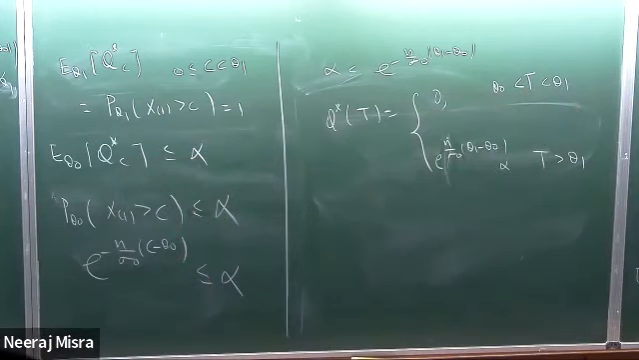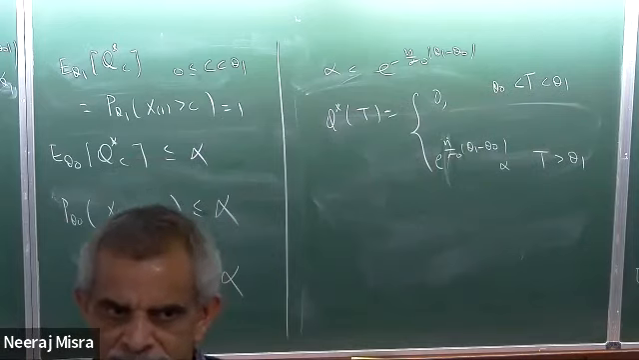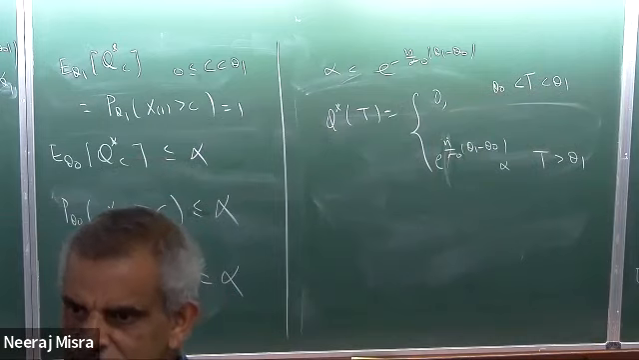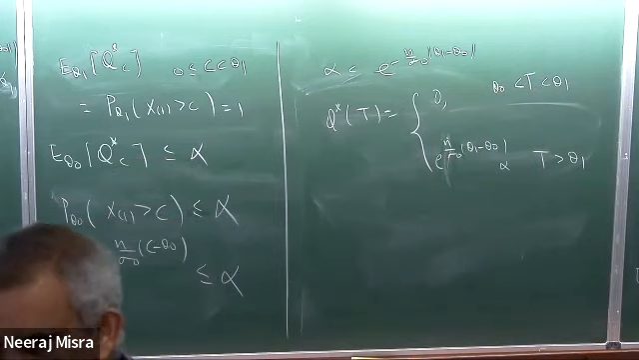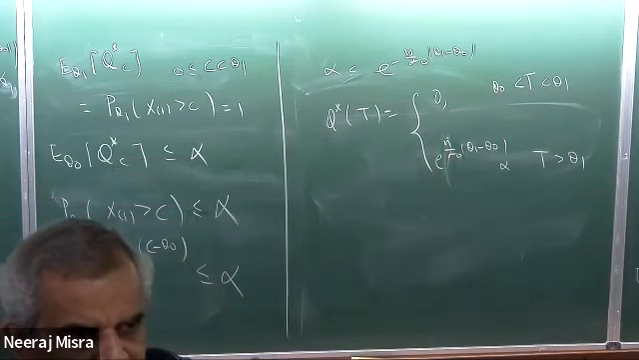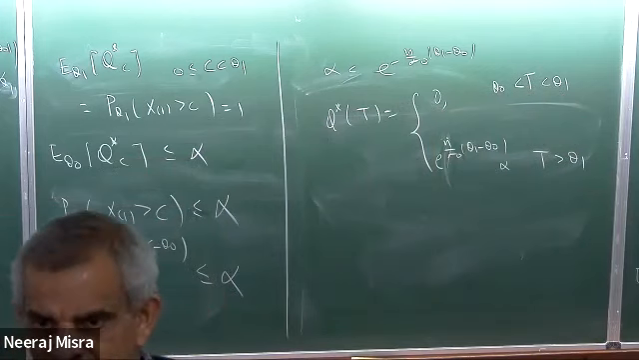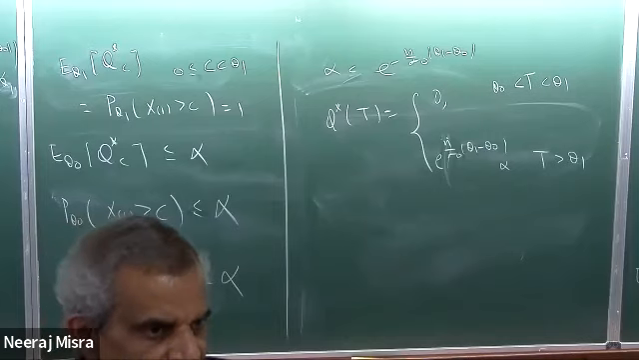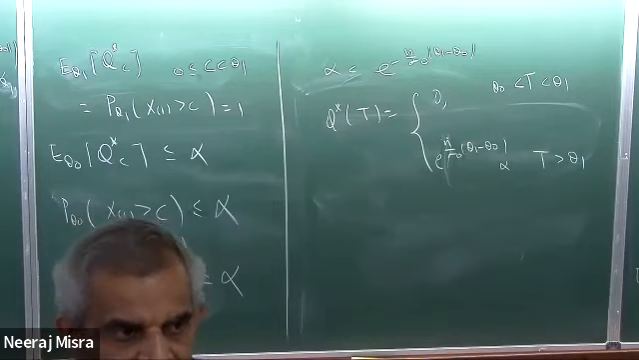Is that okay? Now, first of all, let me ask, is this a uniformly most powerful test for testing theta equal to theta naught against theta greater than theta naught? I've shown that it is most powerful for testing theta equal to theta naught against theta equal to theta 1, if theta 1 is bigger than theta naught. My question is, can I claim that this test would be uniformly most powerful for testing theta equal to theta naught? Why?